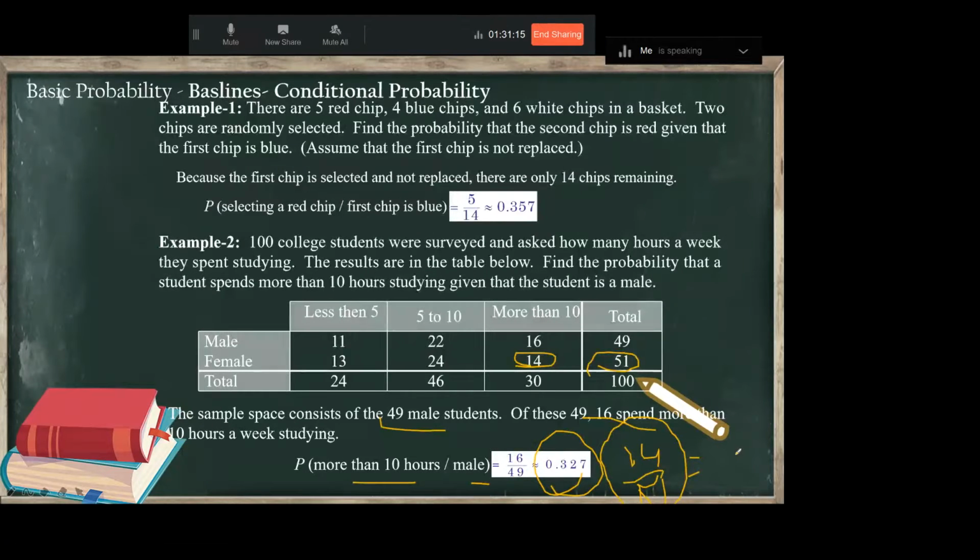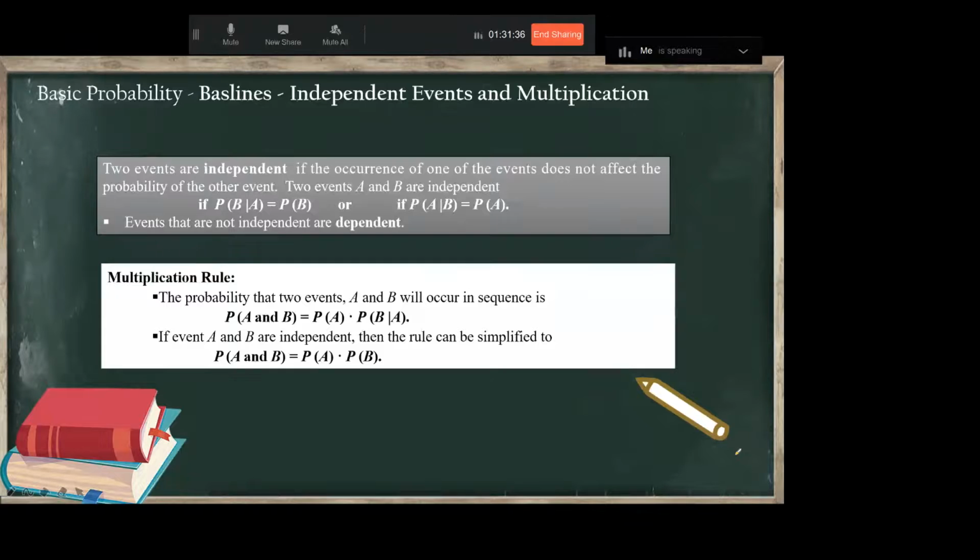You can assume other cases, you can ask your classmates, your friend sitting next to you, what is the probability of a female student studying from 5 to 10 hours? So you can find out all these different probabilities.